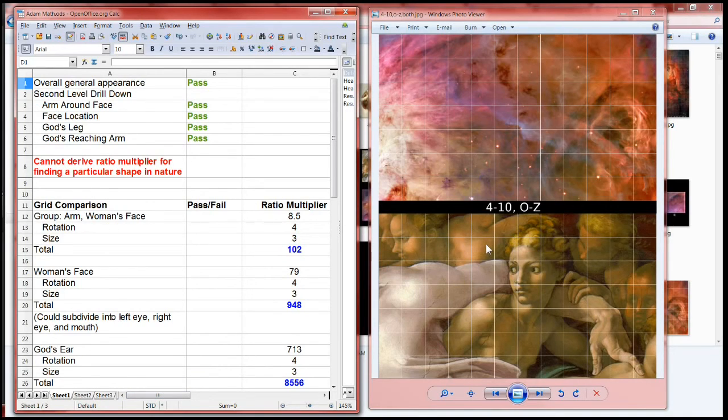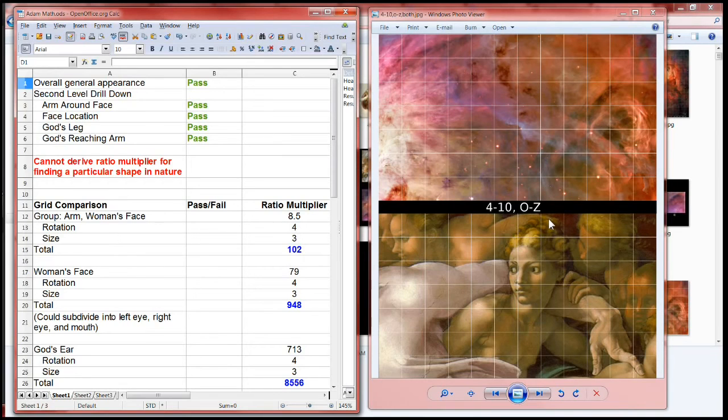The rotation is obviously the same. You could not rotate this 90 degrees and have it look like that, especially because the arm is quite obvious. You can see that the face is pointed in the same direction and so forth. It's a pretty obvious one. So we end up with a rotation and a size.